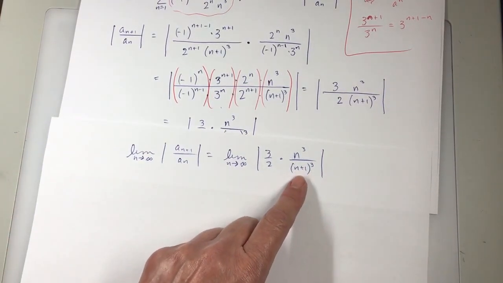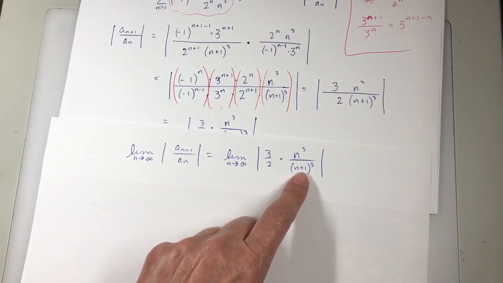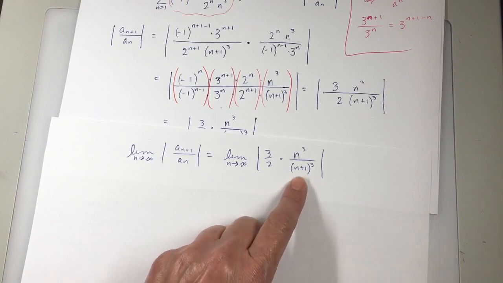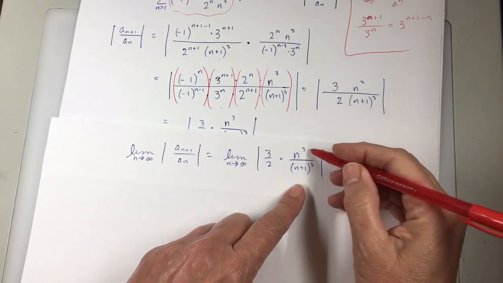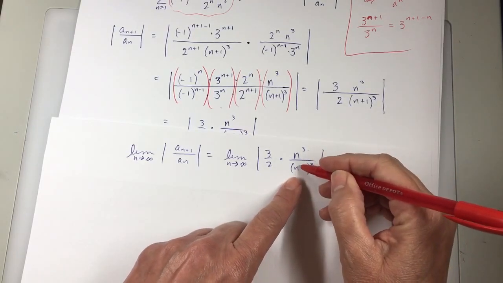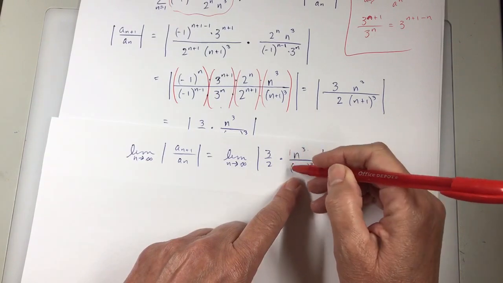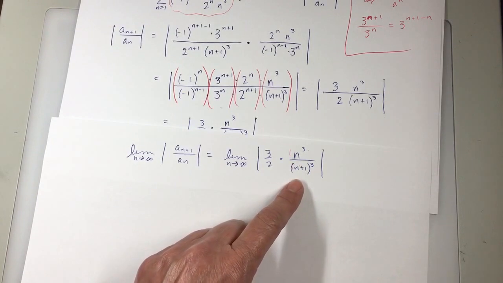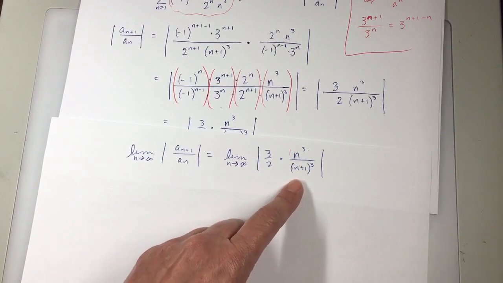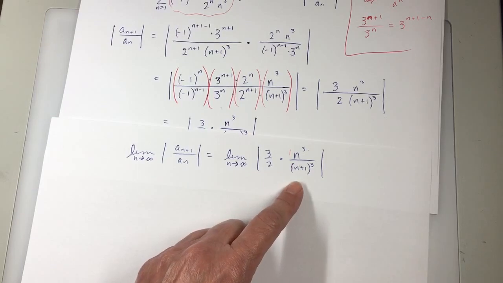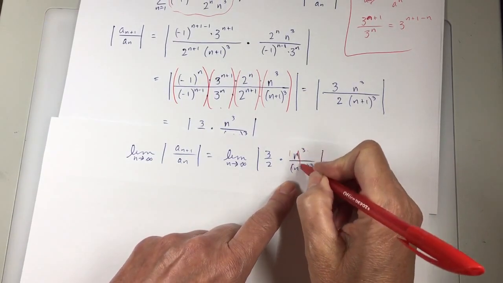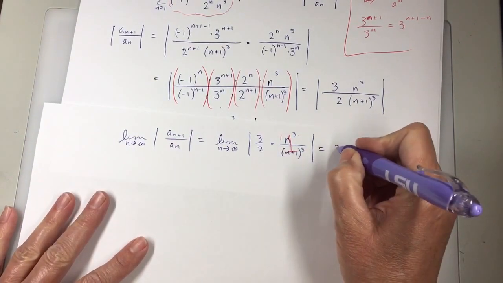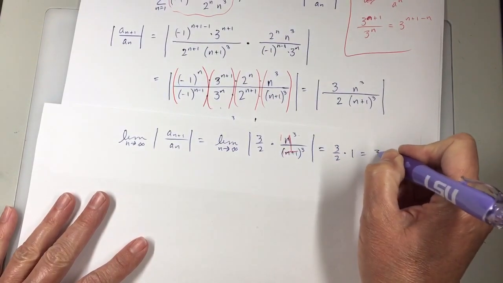What is the limit as n approaches infinity of n cubed over n plus 1 cubed? That is 1. If you look at the degrees, the degree of the top is 3, the degree of the bottom is 3. It is leading coefficient over leading coefficient. I'm pretending I multiplied that bottom part out completely: n plus 1 times n plus 1 times n plus 1. And my leading term would be 1n to the third. This limit's 1. So the limit as n approaches infinity is 3/2 times 1, and that's 3/2.